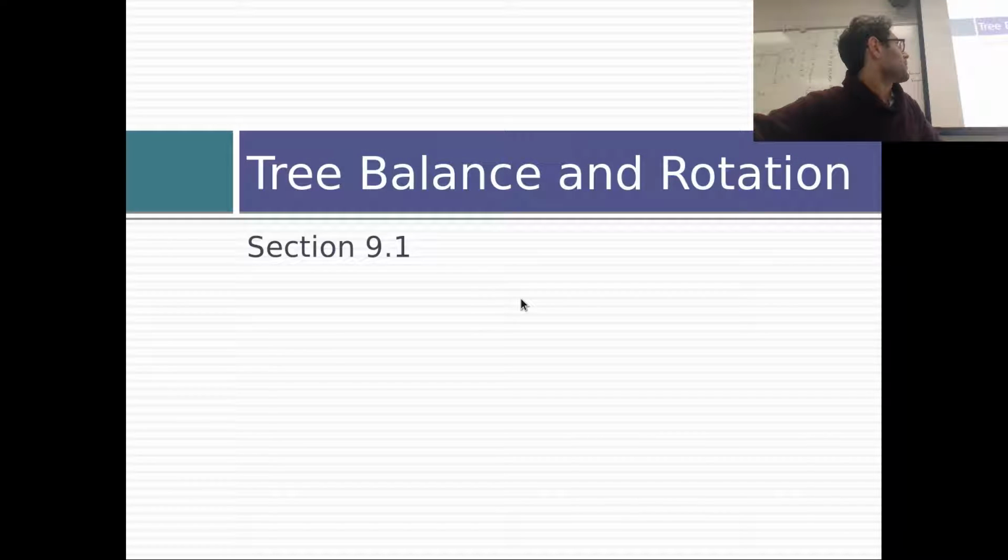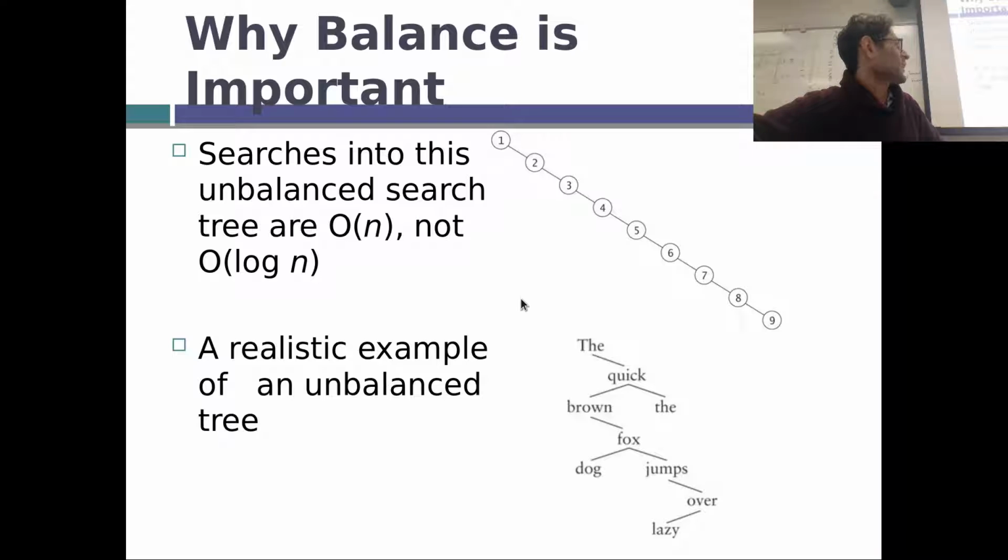Let's look at an example. Here are 2 examples of unbalanced trees. These are binary search trees that are unbalanced, and their search times as a result are not log n. They are O of n. Everybody see that? Okay, so this one is if I added 1, 2, 3, 4, 5, 6, 7, 8, 9 in order. That's kind of an unrealistic example. A realistic example might be adding the quick brown fox jumps over the lazy dog, all in order, and this is an unbalanced tree that might form as a result.